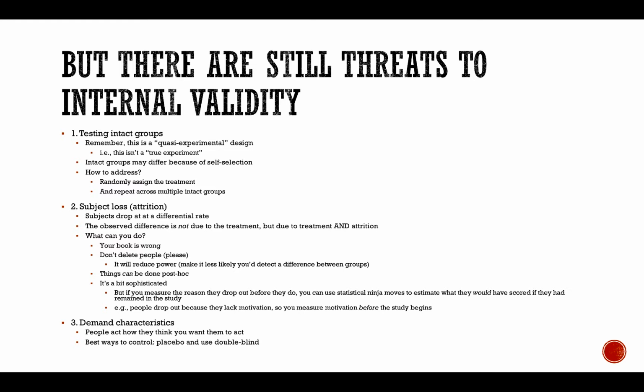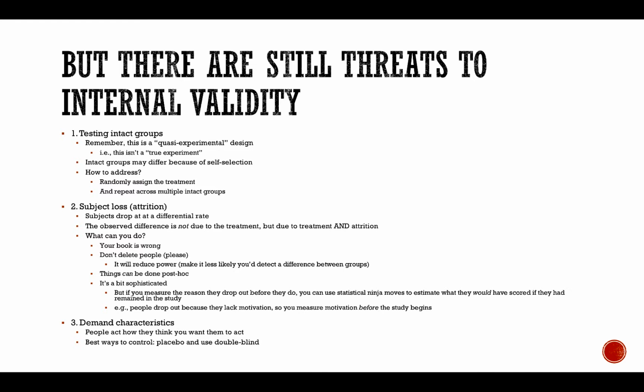You get the idea. The second threat to internal validity that is not addressed by random assignment is attrition, or subject loss. The idea here is if you've got 2 treatments and one of the treatments makes people more likely to drop out, then the observed differences at the end may not be due to the treatment alone, but might be due to the treatment and the attrition. So what can you do?